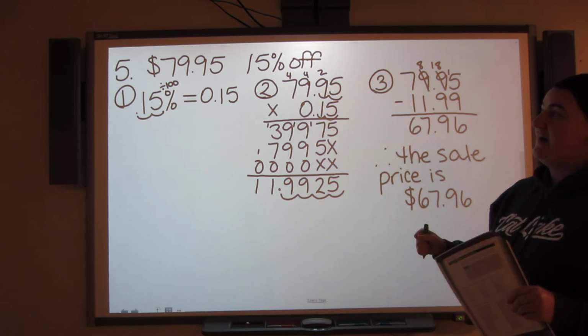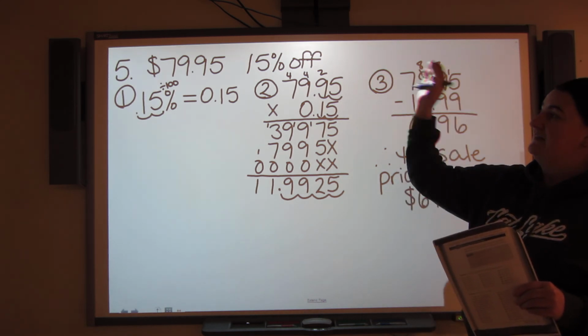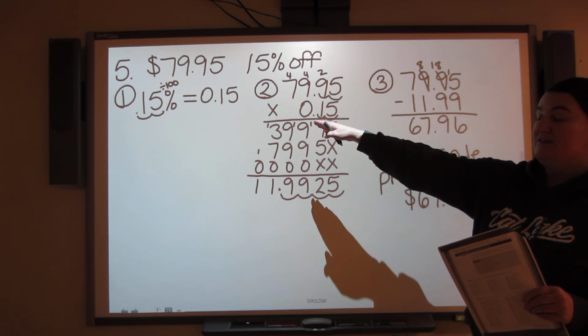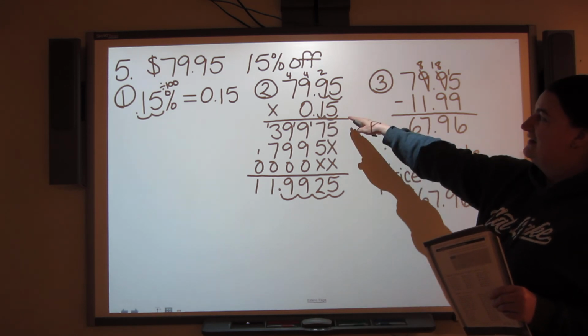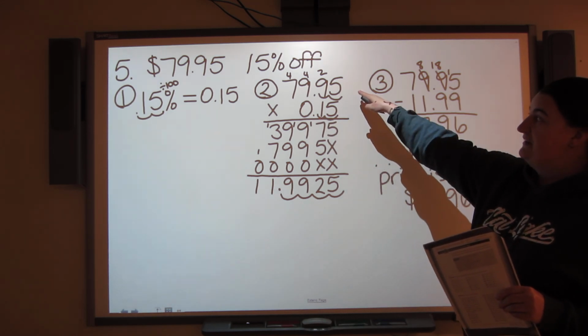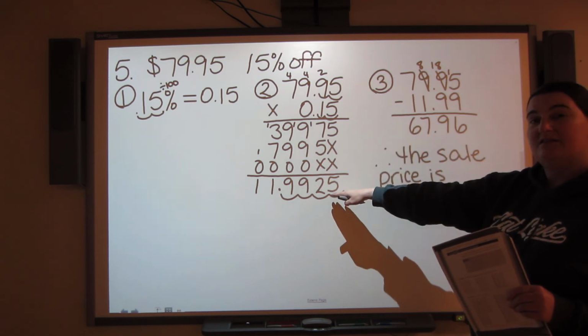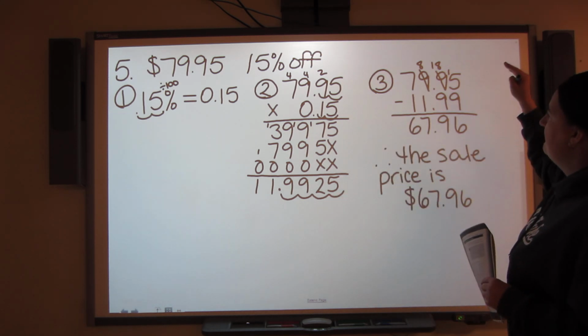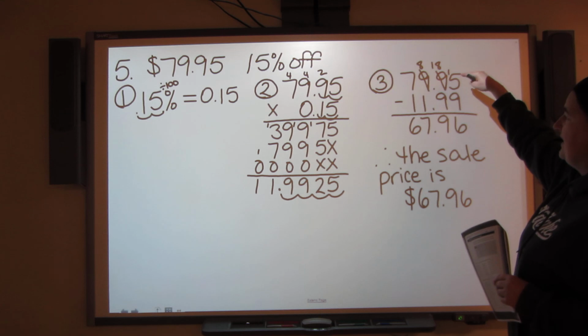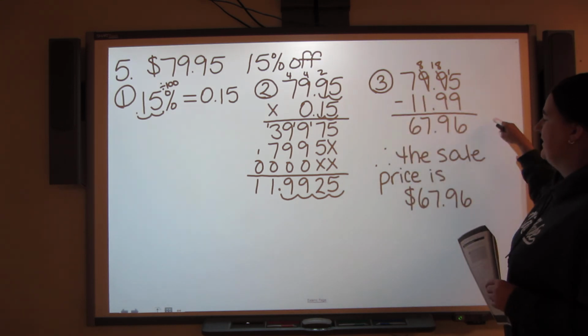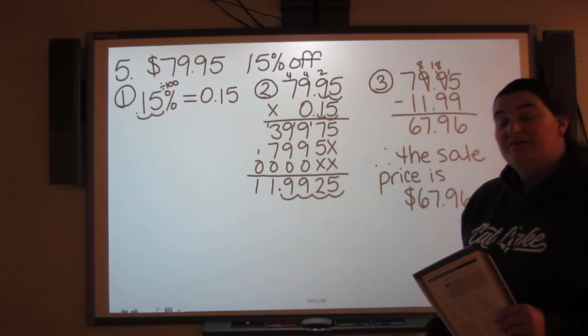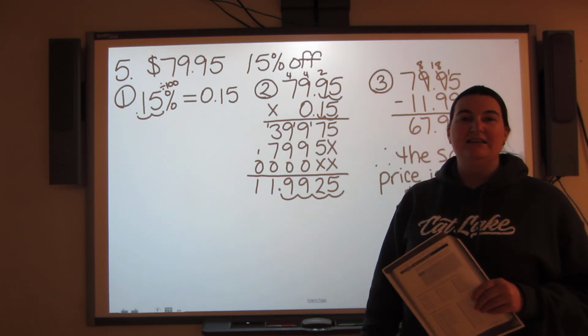So for number 5, you do the 3 steps. Change your percent to a decimal, multiply that decimal with the regular price to find your discount dollar amount, and then minus your discount dollar amount from the regular price to find your sale price. If you have any questions about page 15, get in touch.